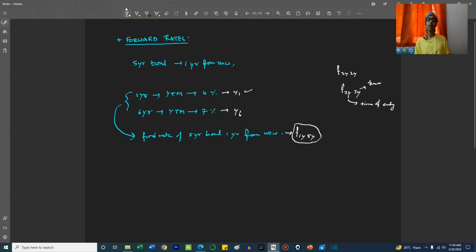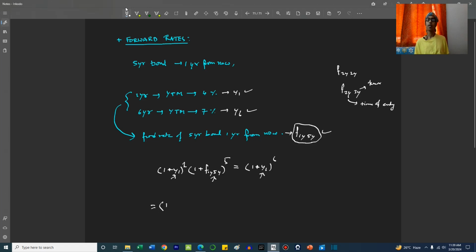Now these three, 1, 2, 3 can be put together in an equation. This is how: (1 plus Y1) to the power 1 multiplied by (1 plus F1Y5Y) to the power 5 should be equal to (1 plus Y6) to the power 6. Now we know what is Y1, we know what is Y6, therefore it is easy to find out F1Y5Y. We just do that.